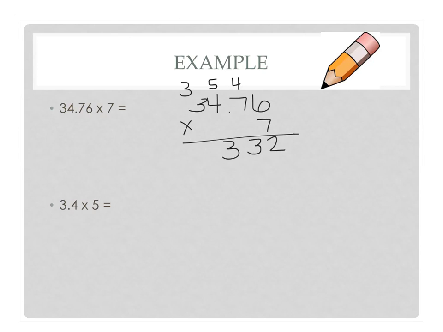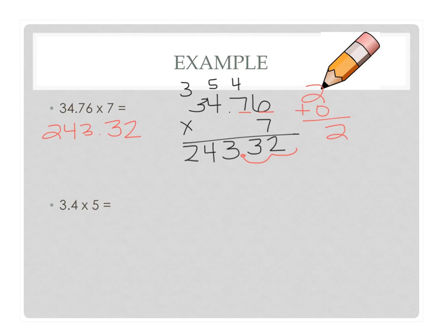7 times 3 is 21, plus 3 is 24. Now I have to figure out where to put that decimal place. Well, up here in my factors, I have 1, 2 places behind the decimal. My whole number has 0 places behind the decimal. So I'm going to start at the back of my number and move to the left 1, 2 places. My answer is 243 and 32 hundredths.